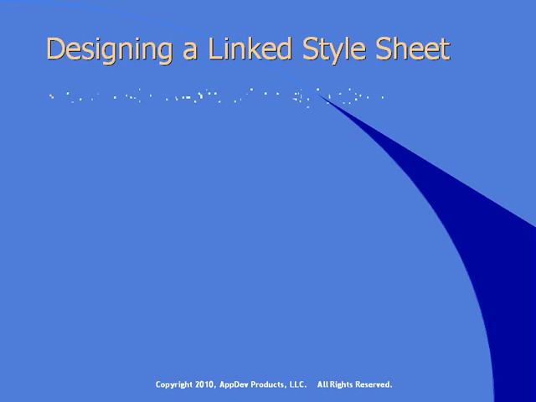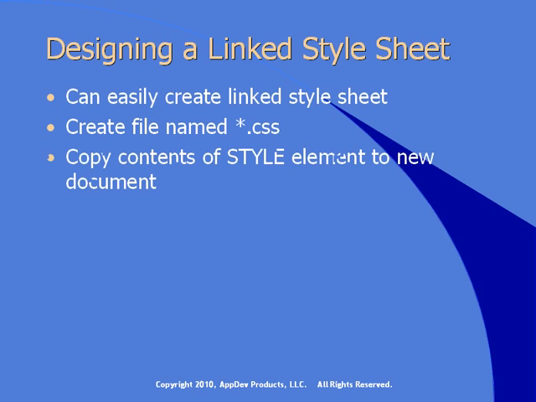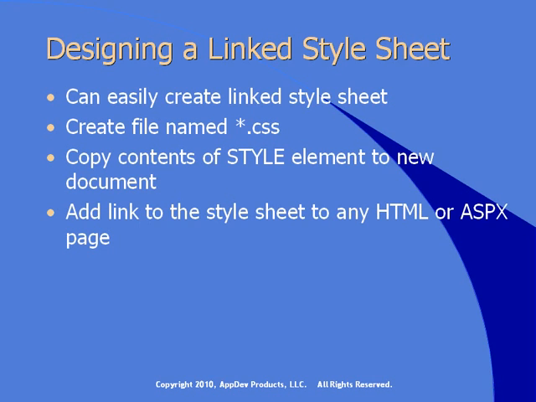If you can create an embedded style sheet, you can easily create a linked style sheet. Remember, a linked style sheet can apply to multiple pages within your site. All you have to do is create a file named something.css, either default or style sheet or whatever you want, and copy the contents of your style element from your embedded style sheet to that new document. Then, add a link to the style sheet to any HTML or ASPX page, and that page will respect the styles in the style sheet. I've used this technology in demos before now, sort of assuming you just buy into it. But in this section, we'll see how to actually create your own style sheet and add it as a link to a page.